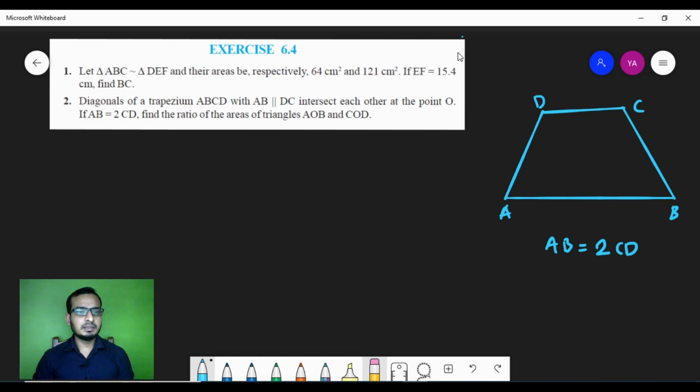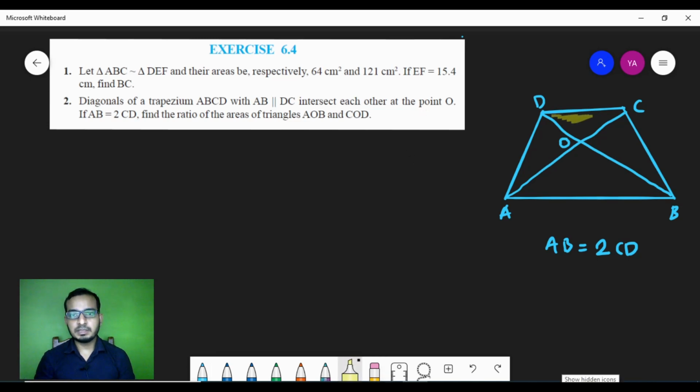Then it is said that the diagonals intersect at point O. So I draw the diagonals AC and BD, and for the intersecting point I give some name, O, as given. Now the question is to find the ratio of the areas of triangle AOB and triangle COD. These questions come just after the theorem we studied, so you can expect there will be some possibility to apply our theorem.